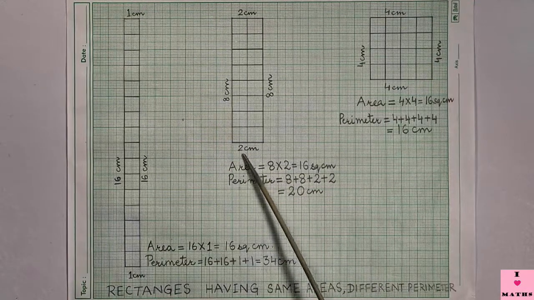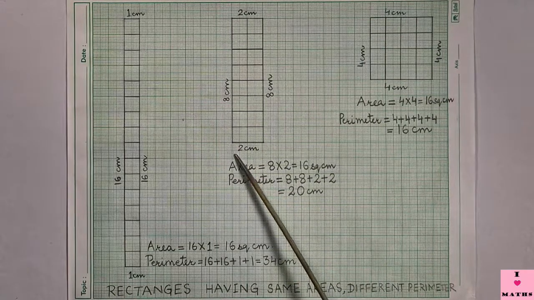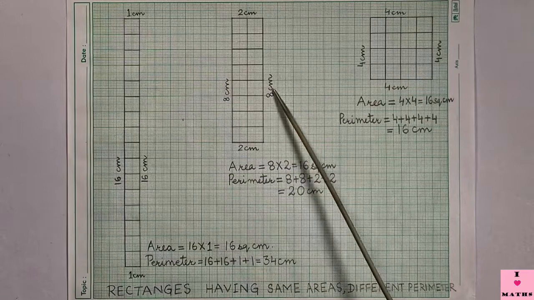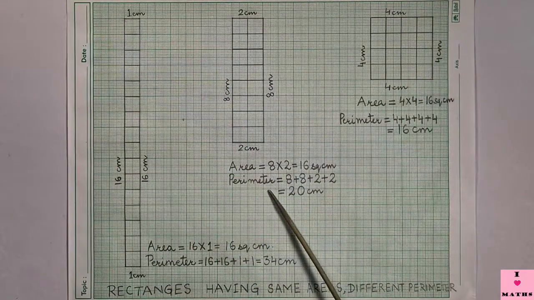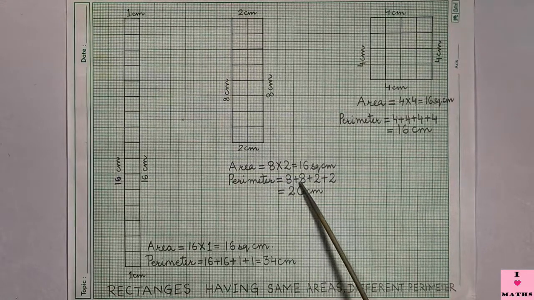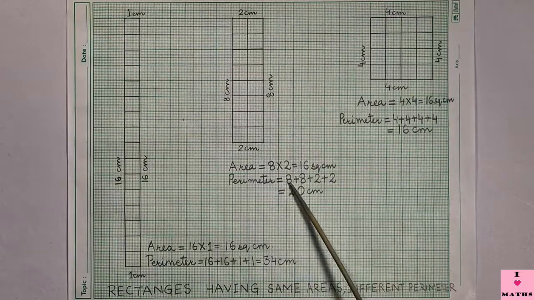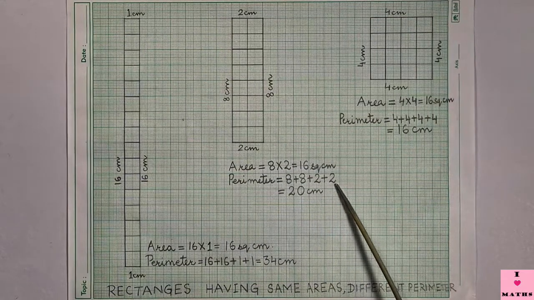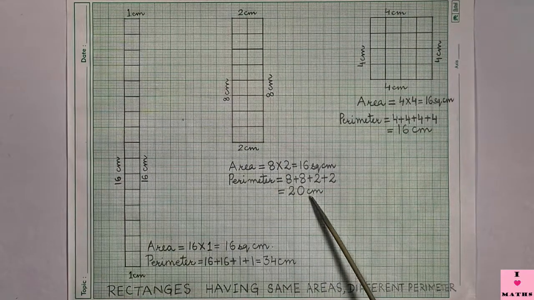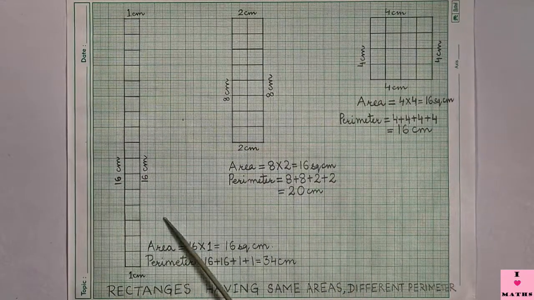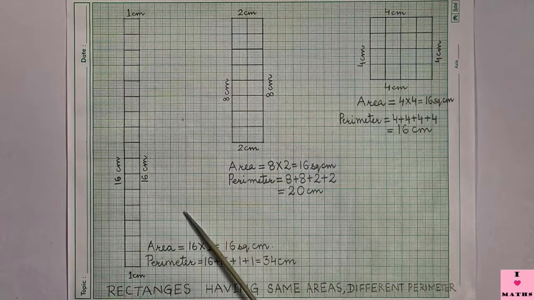Now perimeter. You can see that the length of this rectangle is 8 centimeter and breadth is 2 centimeter. So perimeter is equal to length plus length plus breadth plus breadth, which is 8 plus 8 plus 2 plus 2, which is equal to 20 centimeter. Now the perimeter of these two rectangles is different, but the area is the same.